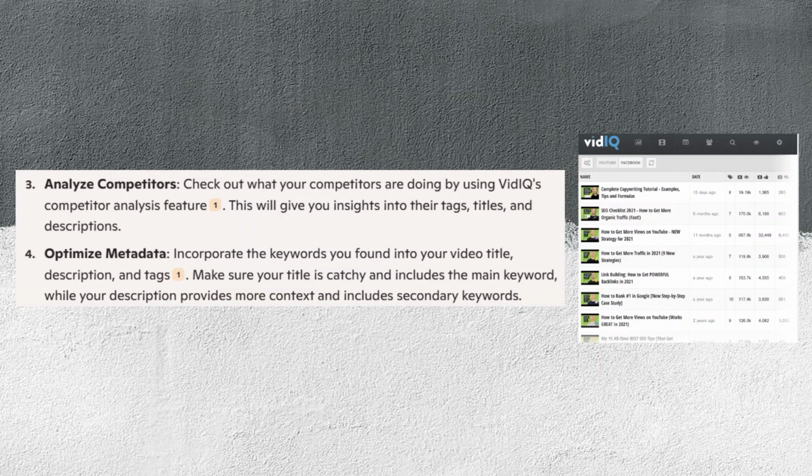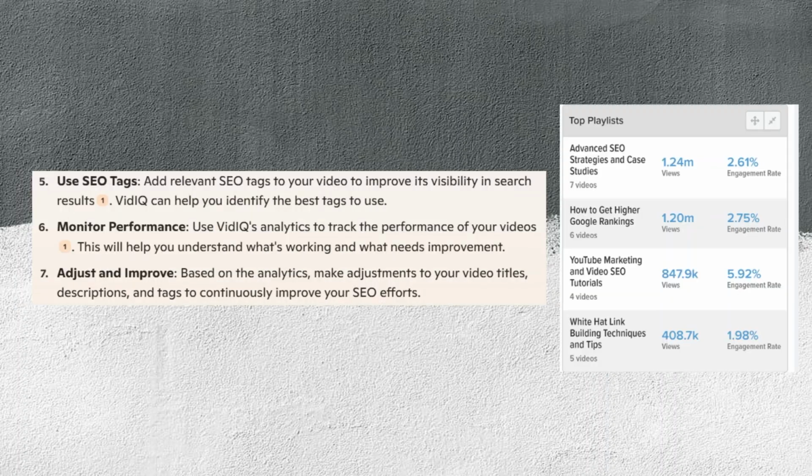Incorporate the keywords you found into your video title, description, and tags. Make sure your title is catchy and includes the main keyword, while your description provides more context and includes secondary keywords. After that, add relevant SEO tags to your video to improve its visibility in search results. vidIQ can help you identify the best tags to use.